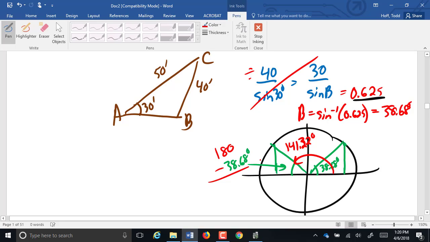Supplementary angles have the same sine. So the supplement of that would be the 141.32 degrees, which of course leaves this one as being 8.68, not 88. 8.68 degrees is all that's going to be. Does that make sense?